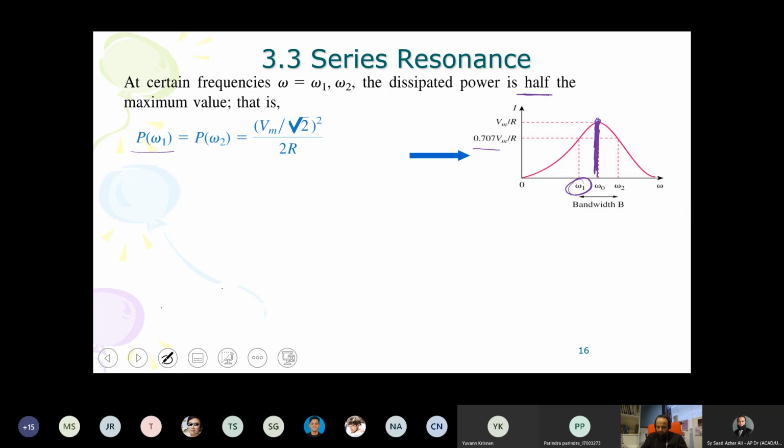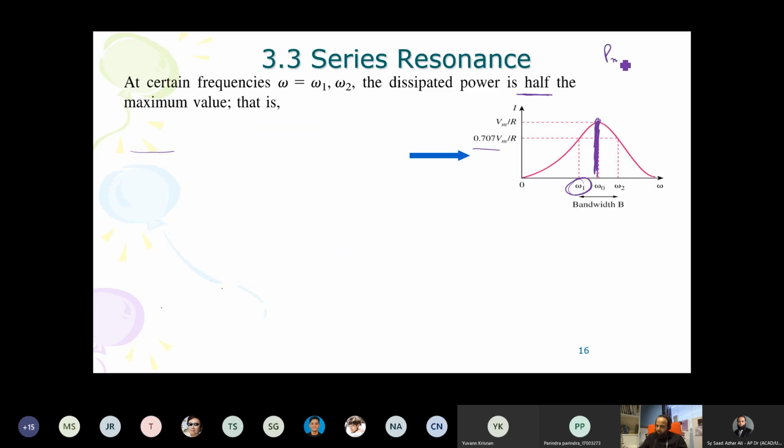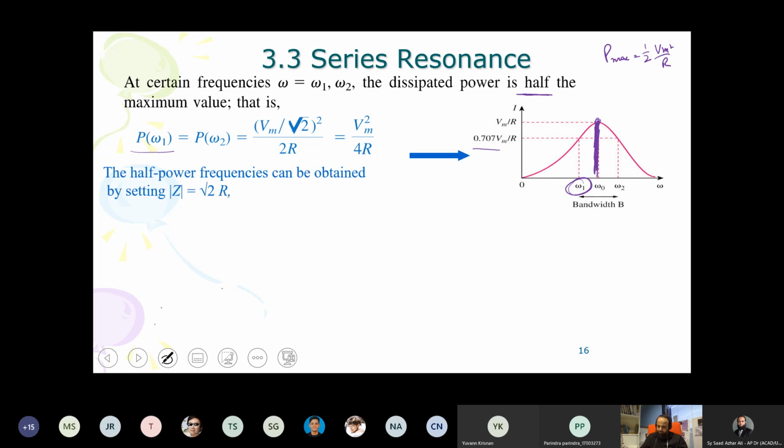If you go back, the maximum power was 1 upon 2. This is important. 1 upon 2 Vm square upon R. I should have written that in the next slide. The P max was 1 upon 2 Vm square upon R. But at omega 1 or omega 2, at which is like 0.707, it is half of that. So it's like divided by 2, it will be 1 upon 4.